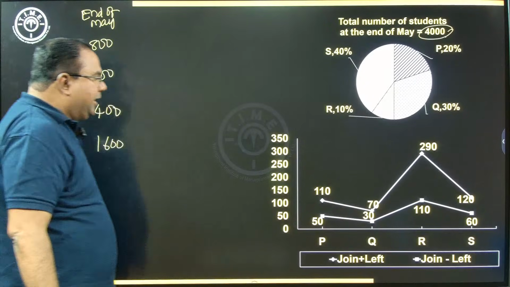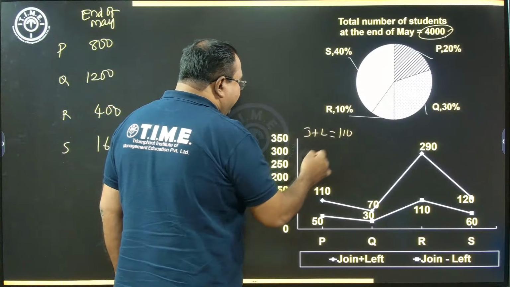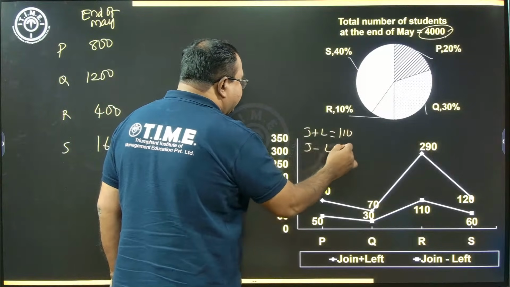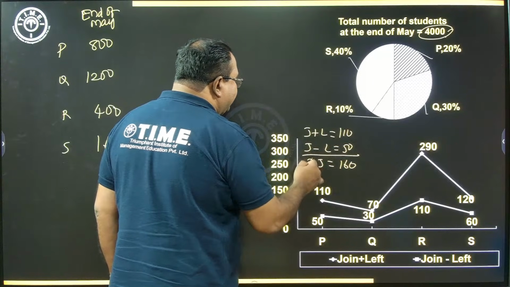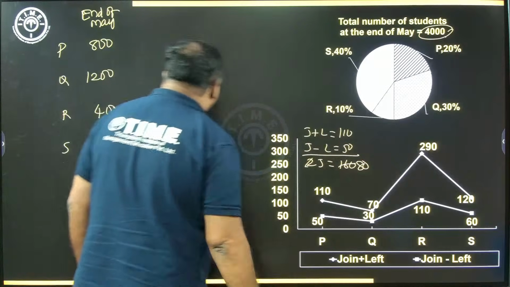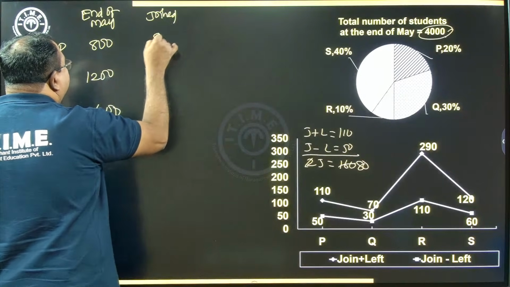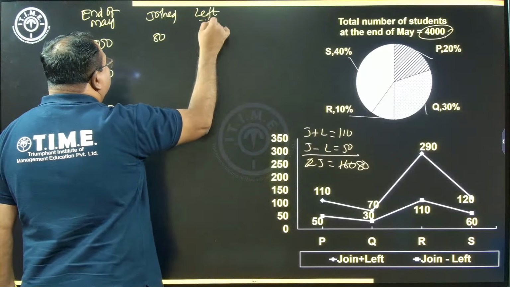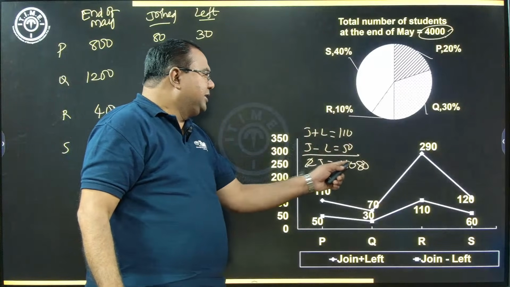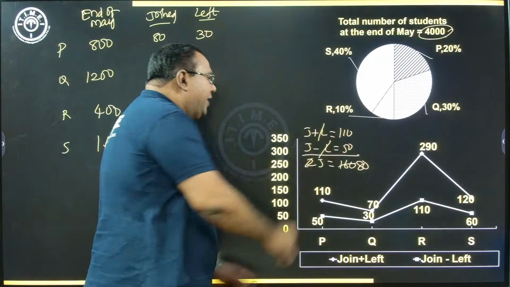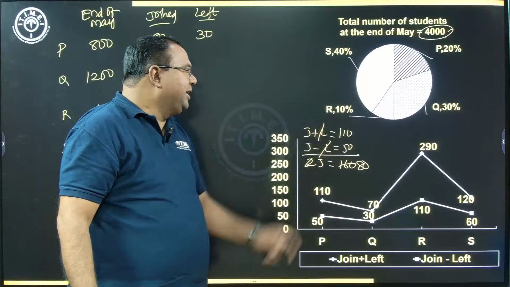Then joined plus left is 110 in P. Joined minus left is 50. If I add these two, I'll get 160, which is 2 times joined. So half of that will be joined. Joined will be 80, so joined in June is 80. Out of 110, 80 joined means left will be 30.